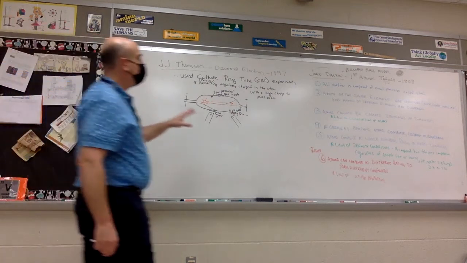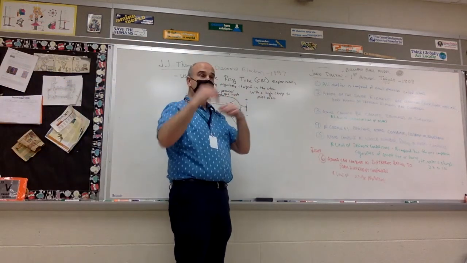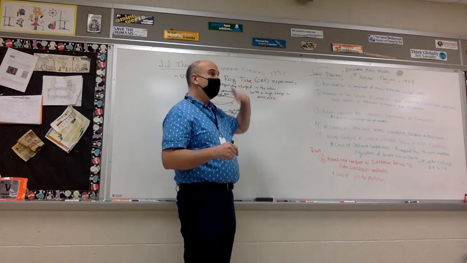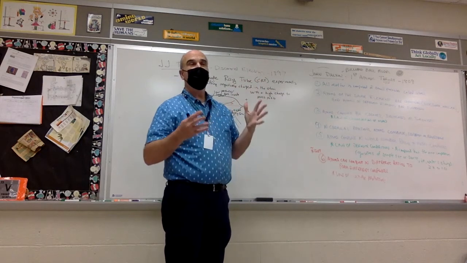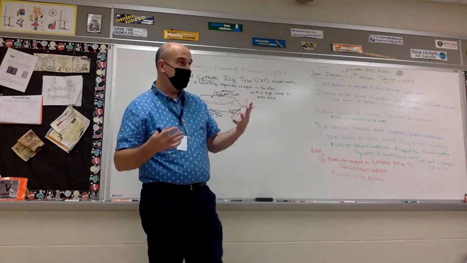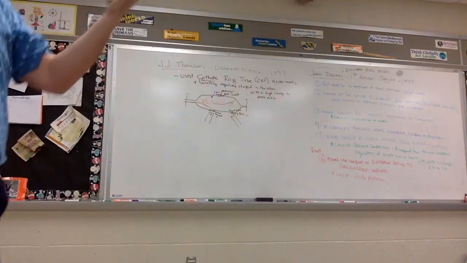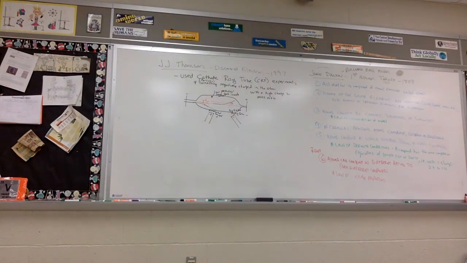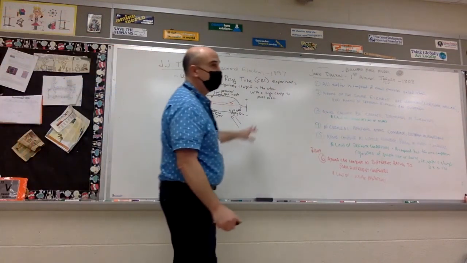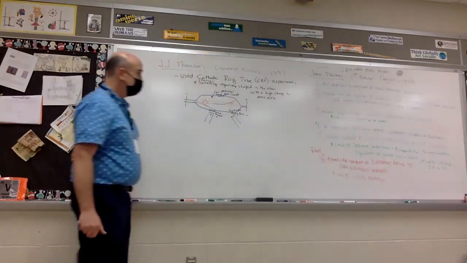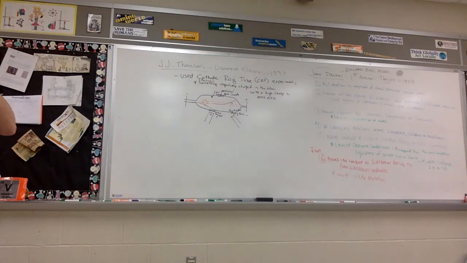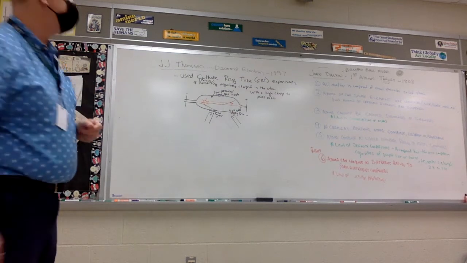And he came up with that actual ratio, like what the number would be, but he didn't know what the mass or the charge was. He knew the ratio between them. He came up with it's a really high ratio between the charge and the mass, a lot of charge for a little bit of mass. But he didn't know what either of those were. So another scientist came along that gave us a little bit more information about these electrons, which was Robert Millikan.